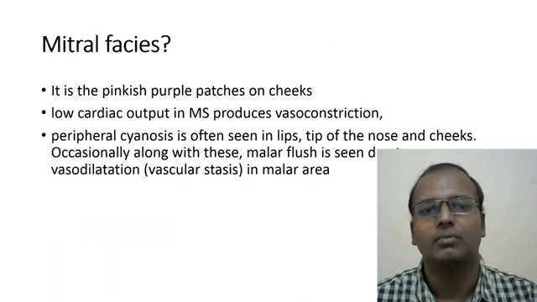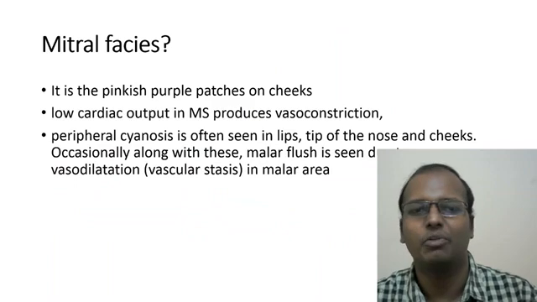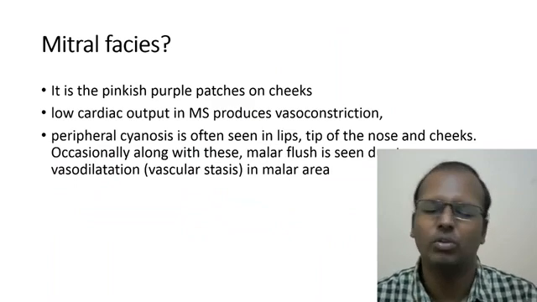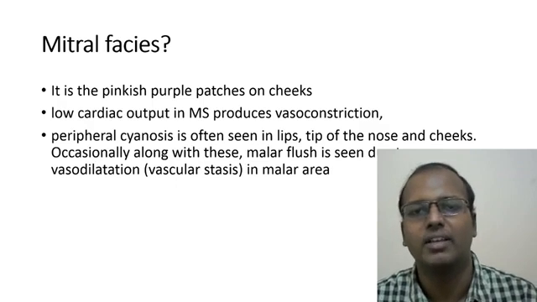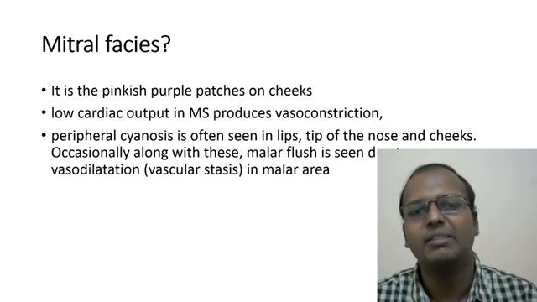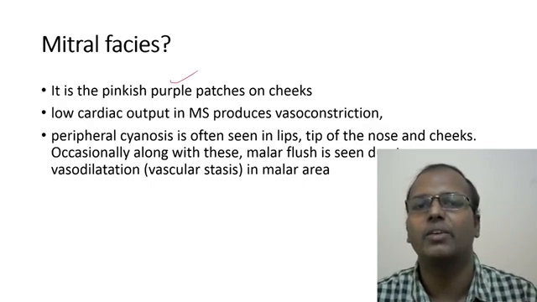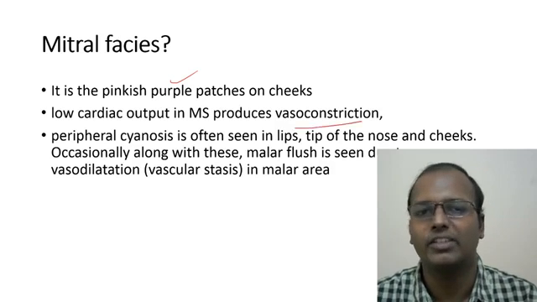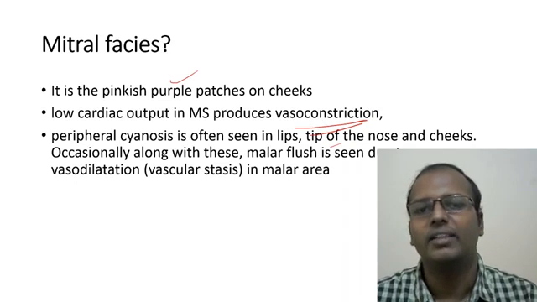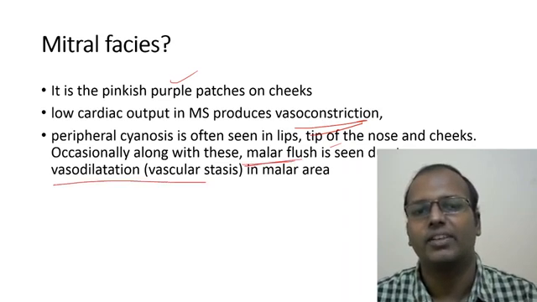Okay, so abnormal facies. I would like to tell about mitral facies, because mitral stenosis is a common case in our exams. That is the most common diagnosis. As soon as you approach a CVS case, the diagnosis will be mitral stenosis. So these are pinkish purple patches on the cheeks, basically due to low cardiac output, and mitral stenosis produces vasoconstriction. Peripheral cyanosis is often seen on the lips, tip of nose and cheeks, and occasionally with these there will be malar flush because of vasodilation in the malar area.